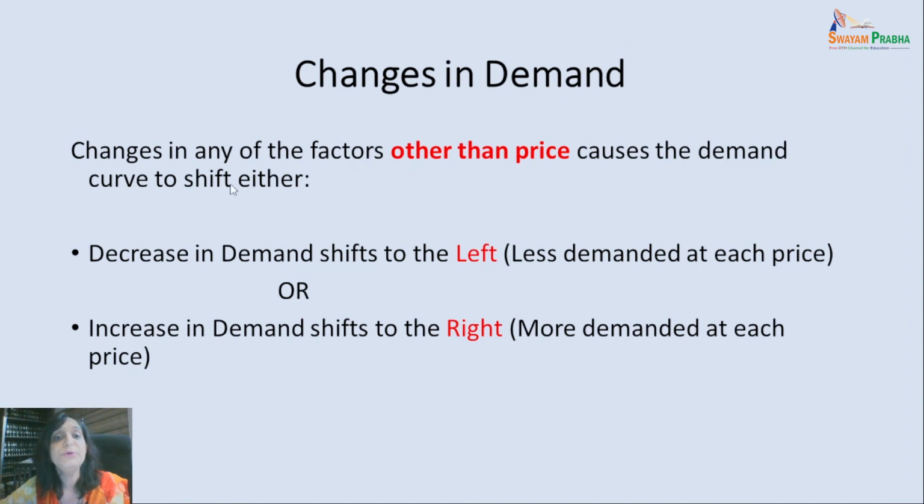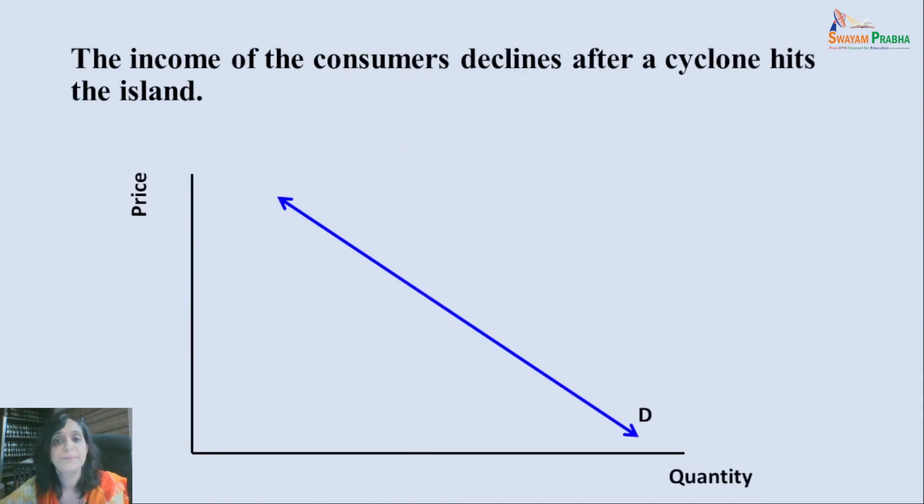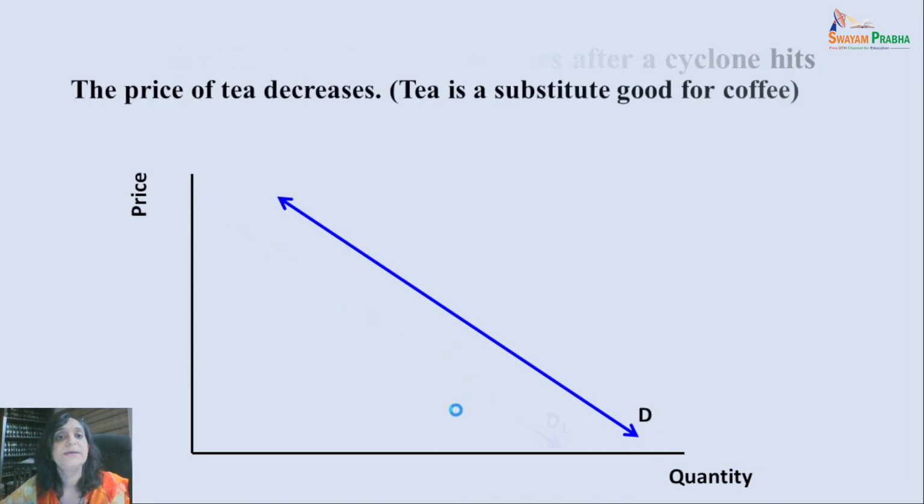Again, changes in factors other than the price cause the demand curve to shift either left or right, depending on whether more or less is demanded. Please keep in mind this is happening because factors other than the price are changing. Let us take an example once more to clear this concept. Say income of the consumers declines after a cyclone hits an island. If this was your demand curve initially, it will go inside. Why? Because income has declined.